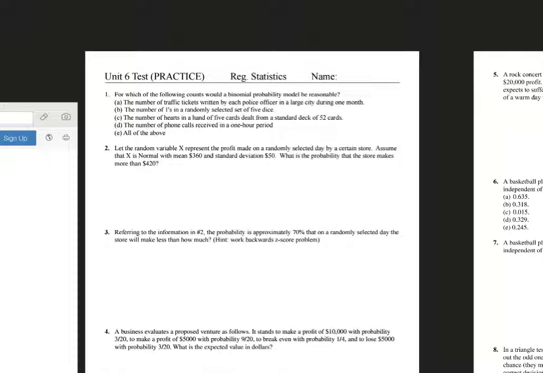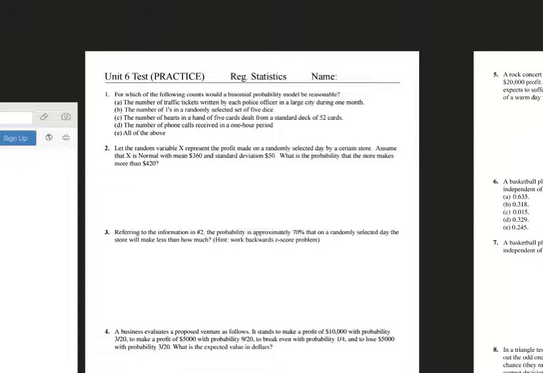All right, here is the Unit 6 practice test. So starting with number 1, it says, for which of the following counts would a binomial probability model be reasonable? So A is a number of traffic tickets written by each police officer in a large city during 1 month.